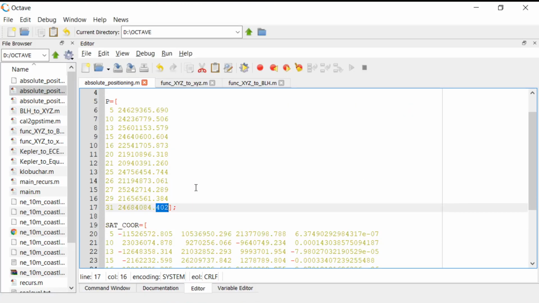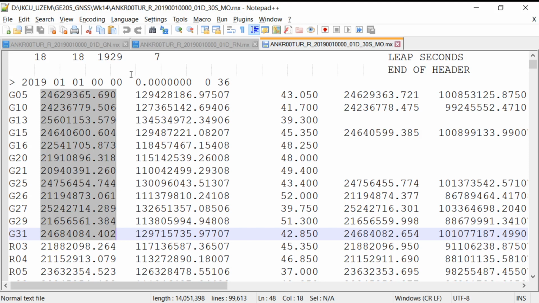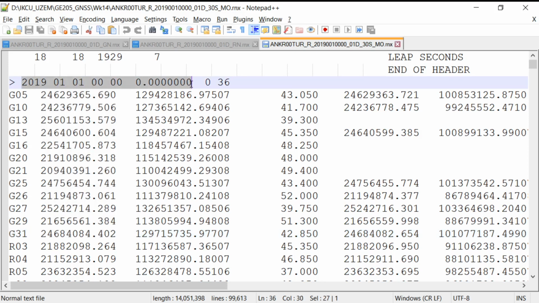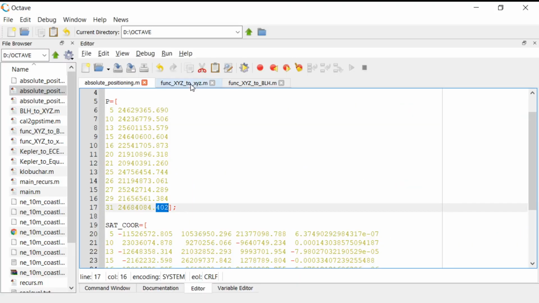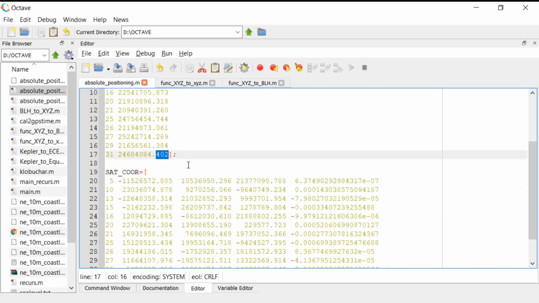The satellites were observed at the point at this time. So this time is the receiver's clock time. This time refers to the receiver's clock, not to the satellite clock. That's why we obtained the satellite coordinates.